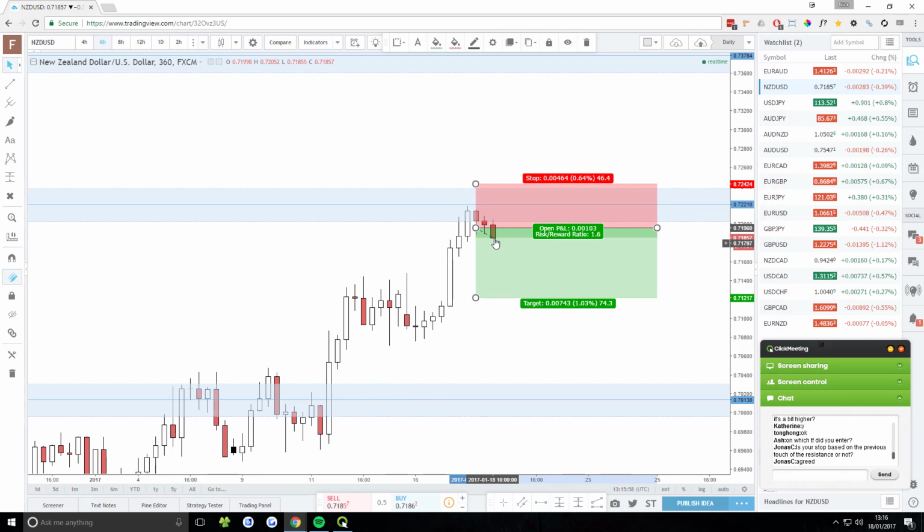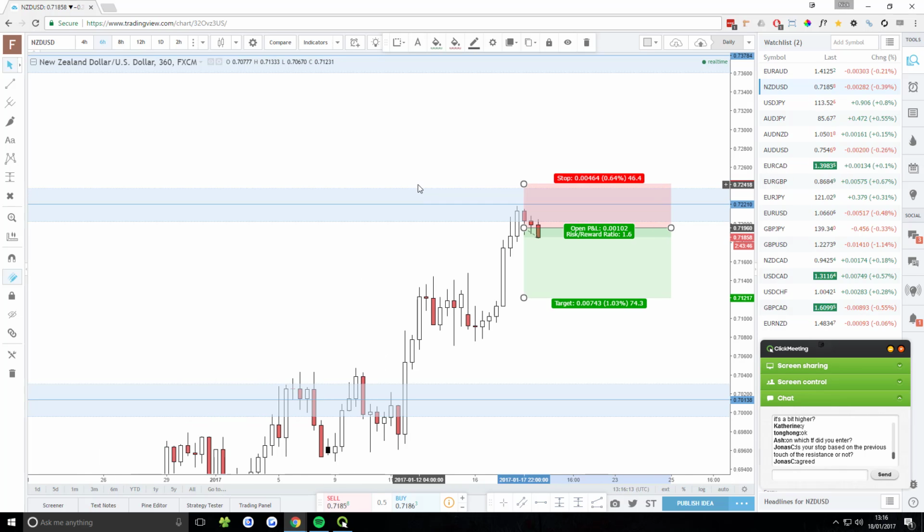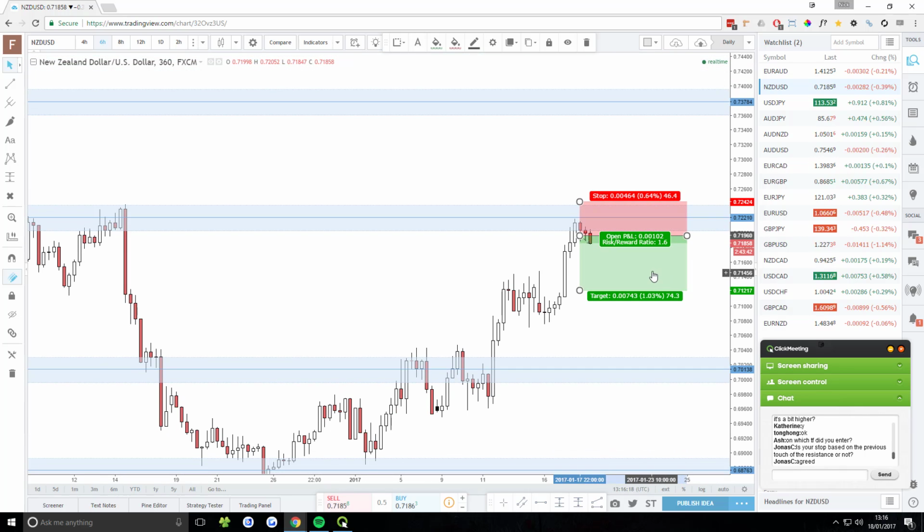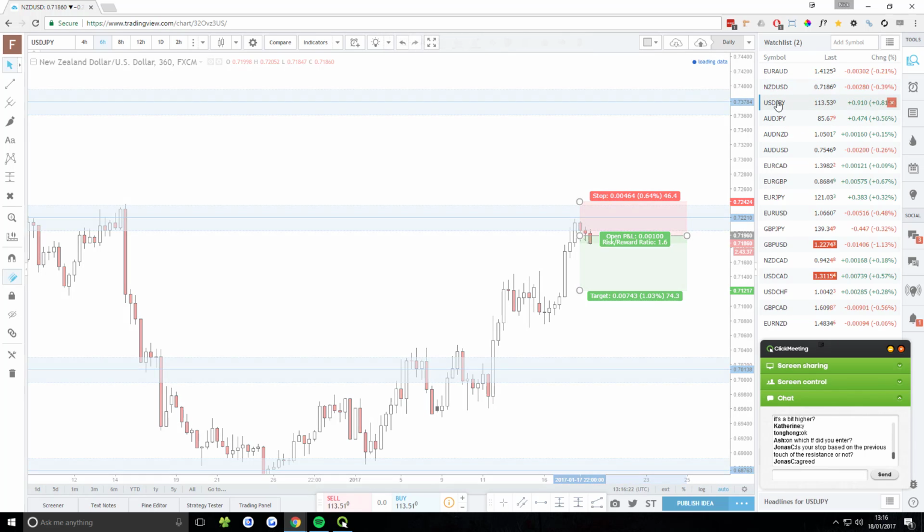It's actually making a move now. It keeps pushing down a few pips. It's not moving as fast as I would like, but let's see if the buyers can continue this move. All right, doesn't look like there's any other questions, so let's get on to analyzing some other trades.